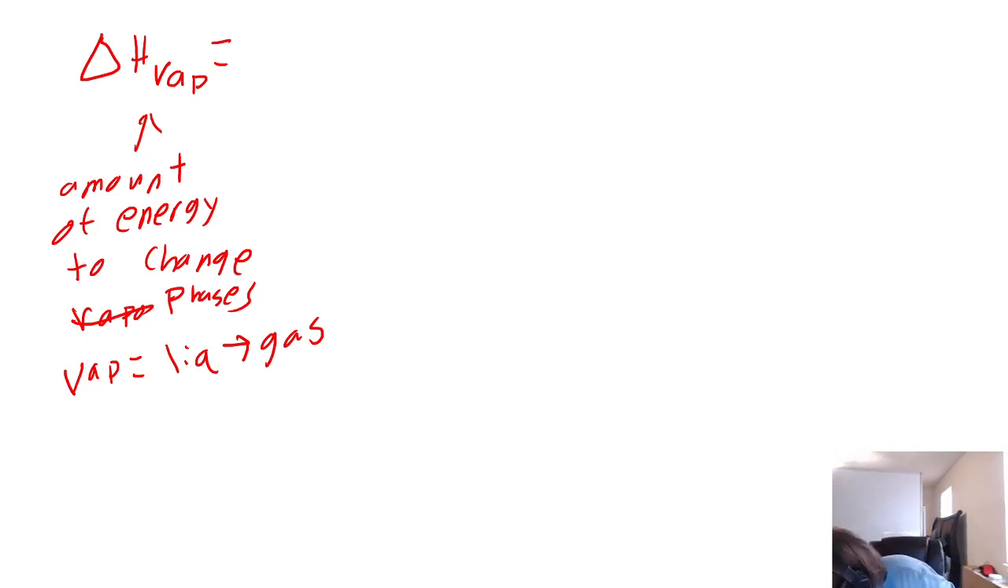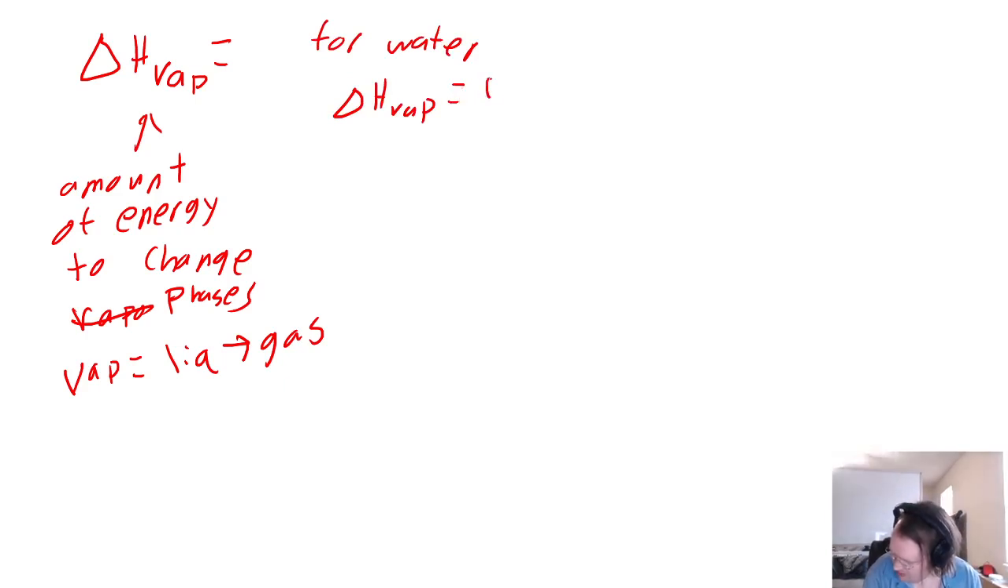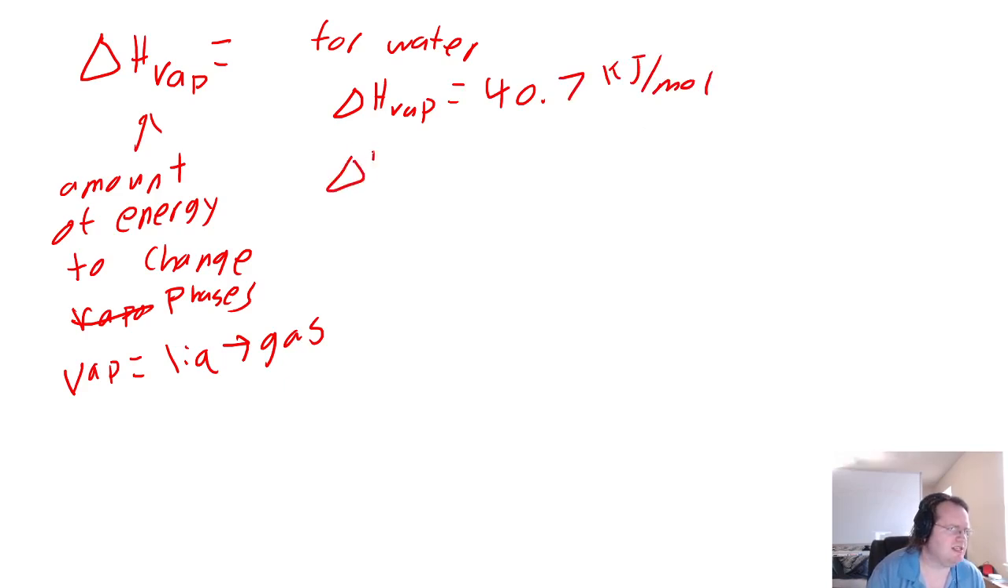So for example, for water, let me get my number. So for water, because we're going to work on a problem in a second, this delta H of vaporization is going to be equal to 40.7 kilojoules per mole. Now I also want to note that this is related to the delta H of condensation as well. So vaporization is liquid to gas, condensation is gas to liquid. And they're just the opposite of each other.